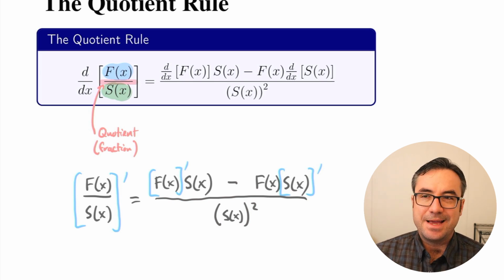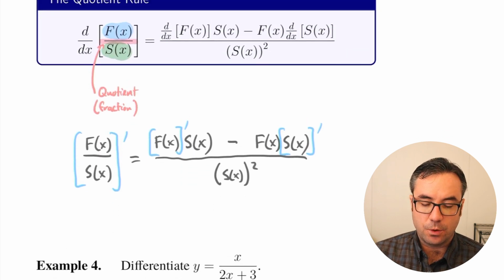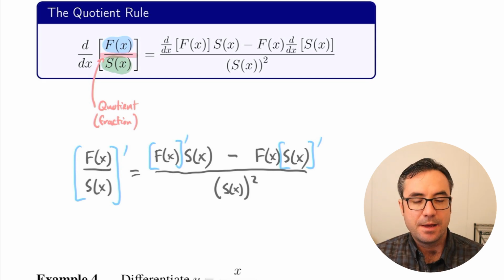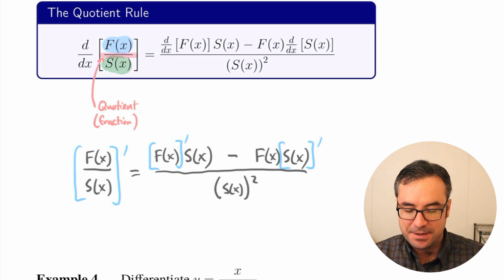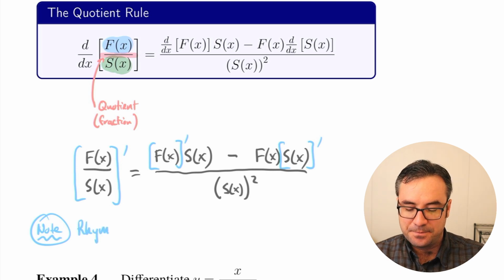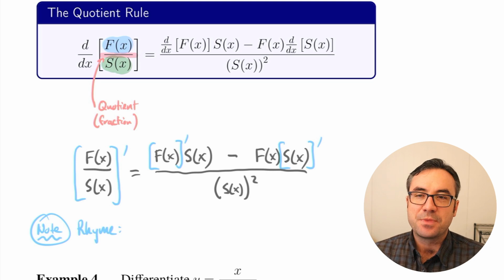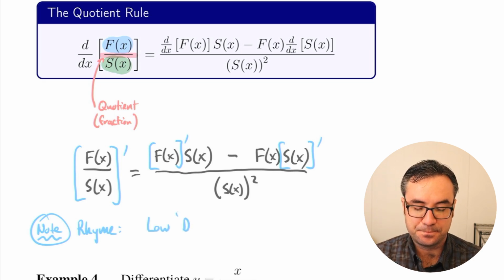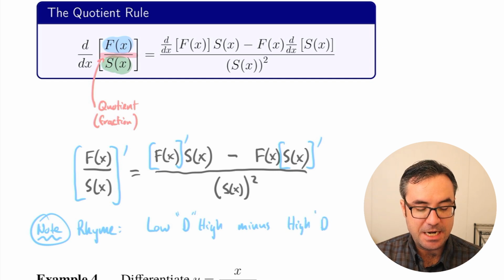All right, so another way to think of the quotient rule, there are various ways. You could just remember the formula. There is a little rhyme. So if you like a little rhyming with your math, there's a way to remember the quotient rule. So it's, what is it? Low D high minus high D low.